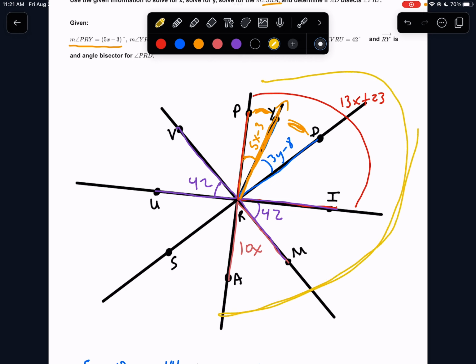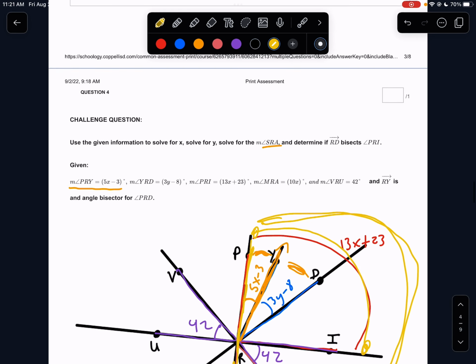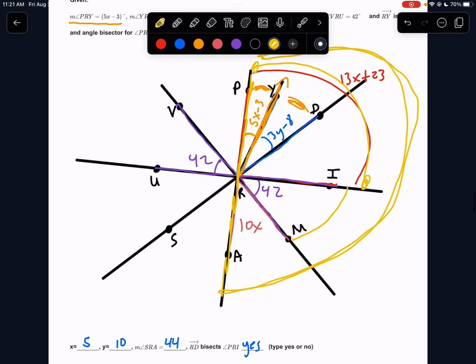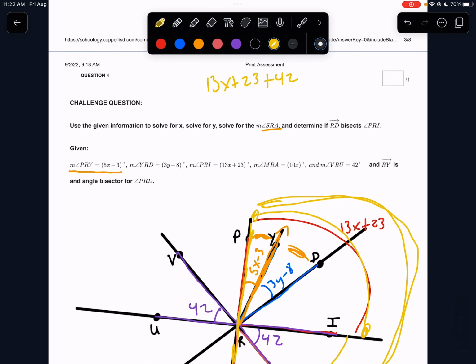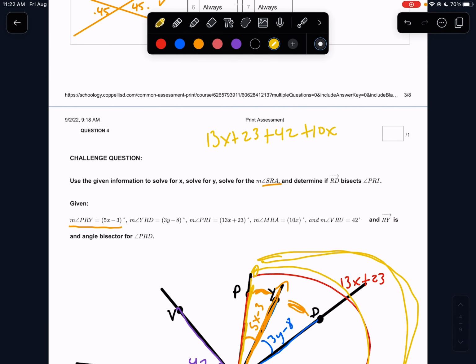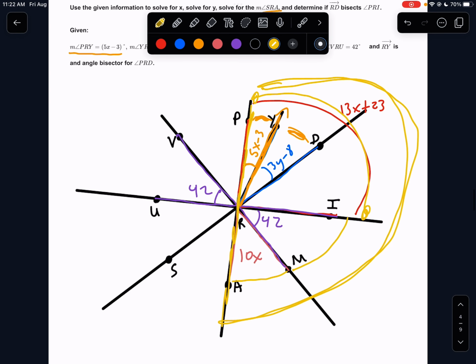All of this is a line, right? It's this straight line right here. And we know from here to here is 13x plus 23. I'm going to put it up here: 13x plus 23. To this part it's 42, so I need to add 42 to that. And then to finish the line, it's another 10x. The reason I picked that equation is that it's the only equation here that has one letter. I know that these two angles are equal, but that's two letters, so we couldn't solve for anything there. That's really hard to see.